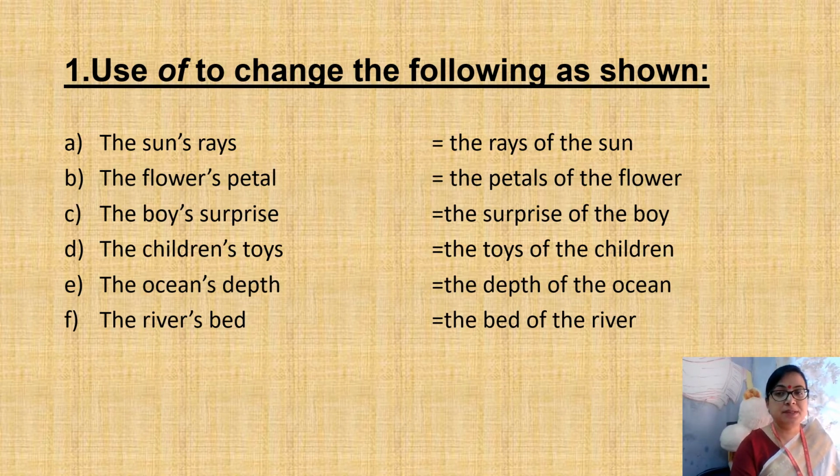Here you have to put the possessive noun. Use of to change the following as shown. The sun's rays. The rays of the sun. The flower's petal. The petals of the flower. The boy's surprise. The surprise of the boy. The children's toys. The toys of the children. The ocean's depth. The depth of the ocean. The river's bed. The bed of the river.